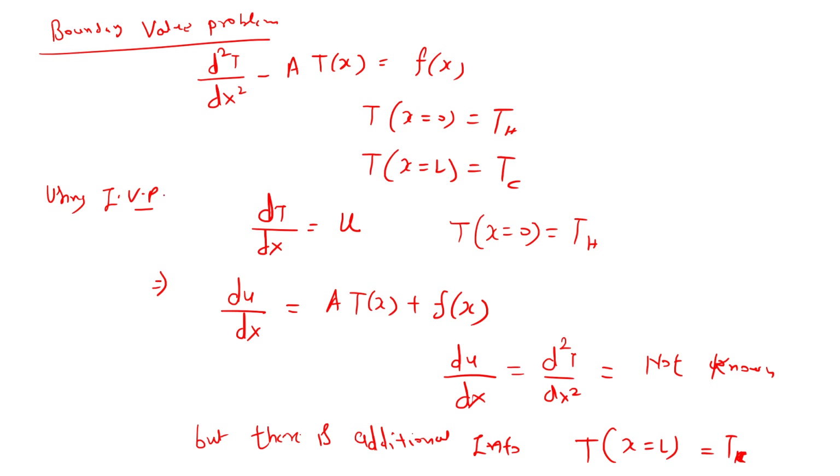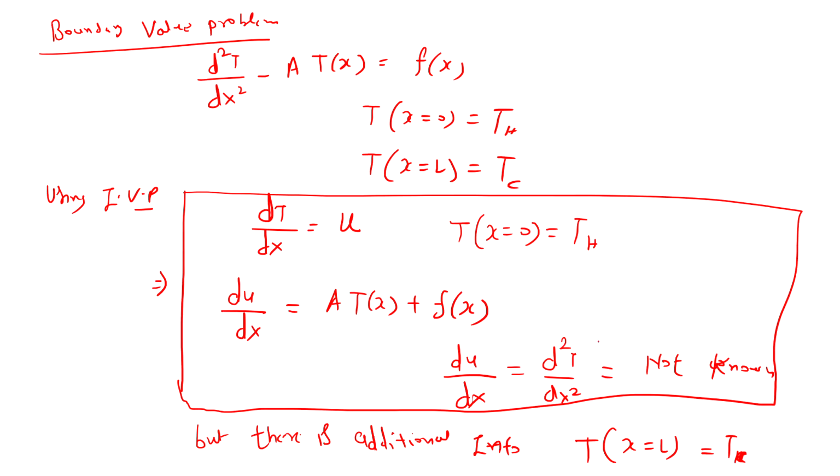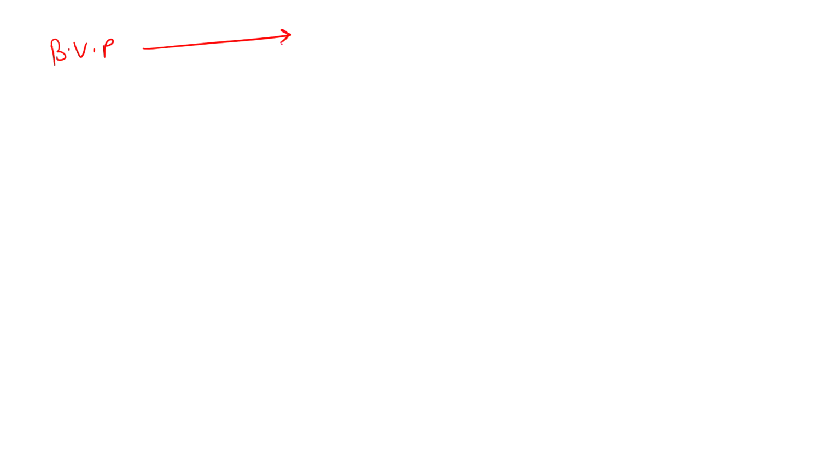So you can see that the system of initial value problems comes out like this, but here we have a problem that du over dx is not known at x equal to 0, but there is additional information given as T at x equal to L is T c. So we have converted the BVP to an IVP, but the problem is that we don't know dT over dx at x equal to 0. So this IVP is not defined properly.